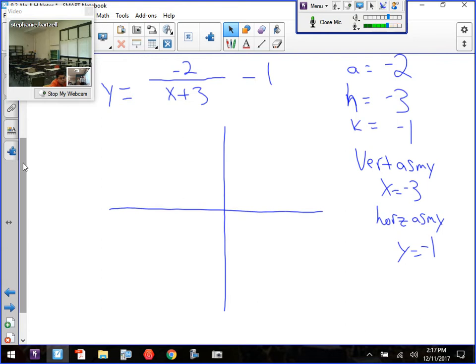So if I start out my graphs like I do normally, I start with just a regular generic XY grid. The first thing I'm always going to plot for these are my asymptotes. My vertical asymptote is at, what is it, -3? My horizontal asymptote is at -1. We all right with that?